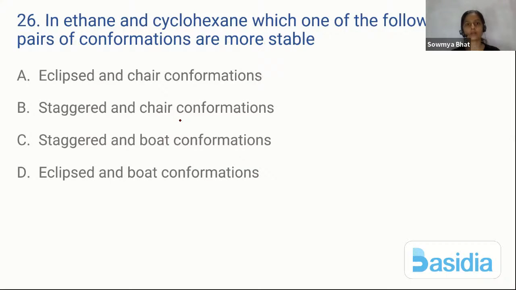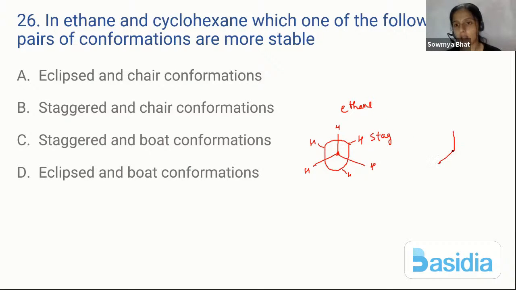The next question which we have here is, in ethane and cyclohexane, which one of the following pairs of conformations is more stable? If you consider ethane, there are two forms. One is the staggered. This is the front carbon which we have, and this is the back carbon which we have, and this is a staggered conformation. The eclipsed is one where you are going to see the hydrogens one behind the other. So this is the second carbon.